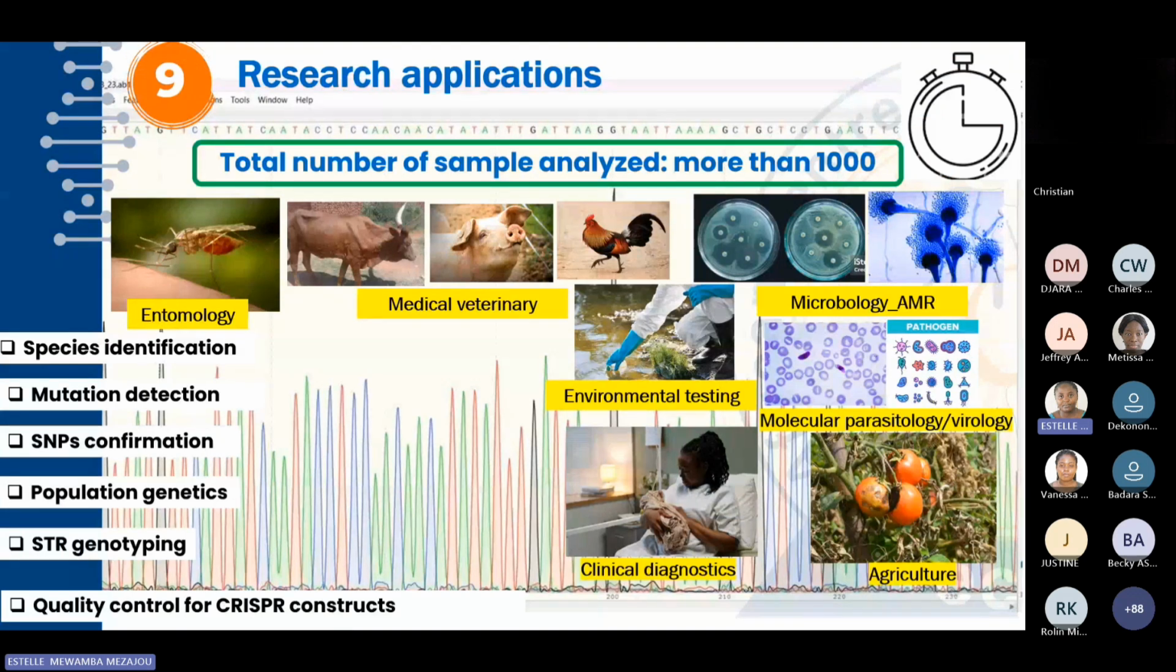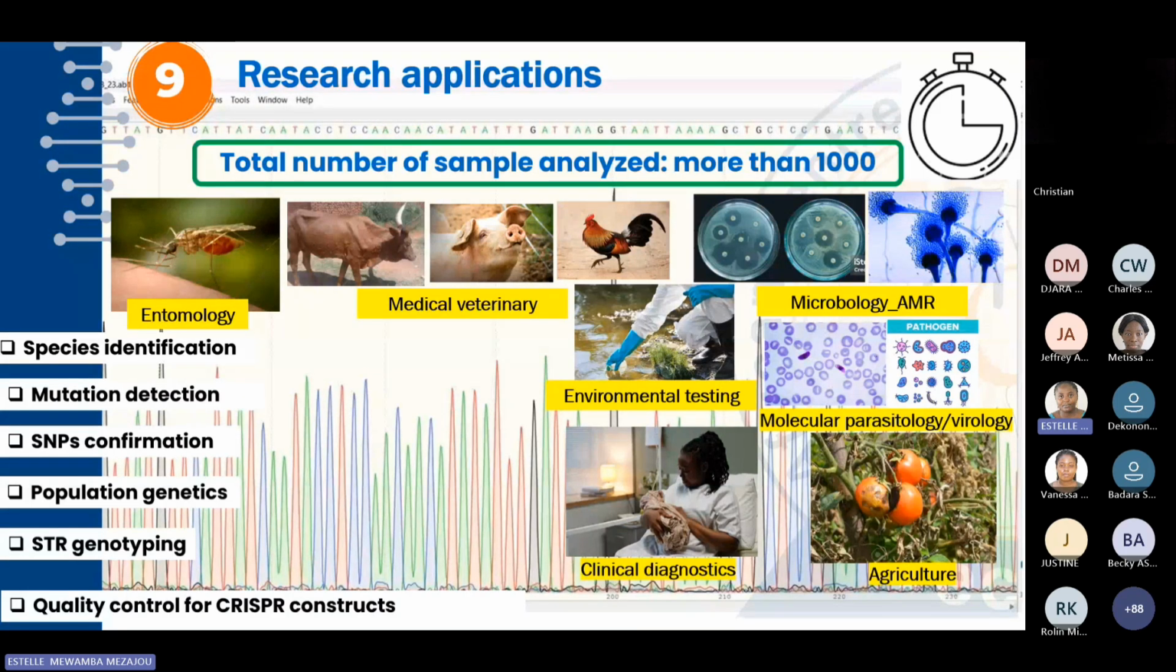As research applications, this device, the AB3500XL, can be used to perform Sanger sequencing and fragment analysis, and this can be applied in several research fields, starting with entomology, where you can use this to identify different species. You may need to detect some mutation, maybe linked to a particular phenotype, resistance, or a disease, or need confirmation, population genetics, or short tandem repeat genotyping for parental analysis. So the field is quite broad, and all of us should feel concerned.